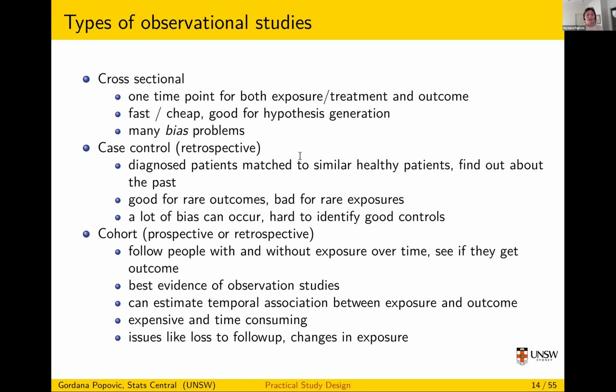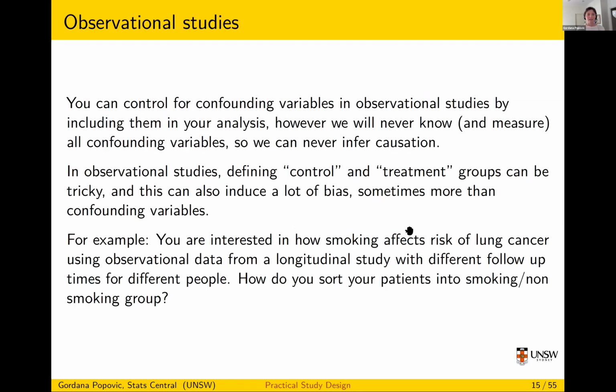And then there's cohort studies, and these are the best sort of studies that you can do in terms of observational studies, because you follow people over time. So you find some people, some of them have and some of them don't have an exposure like smoking, some smoke, some don't smoke, and then over time you see if they get high blood pressure or other diseases. So you can estimate the temporal association between exposure and outcome. But of course, they're much more expensive. And then there's issues like loss to follow-up. Some people just don't come back to be followed up. And what do you do with those people? You don't know if they died. You don't know if they got sick. Okay, so these are the types of observational studies.